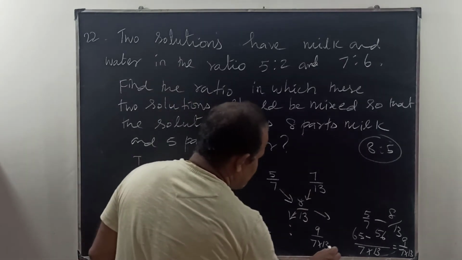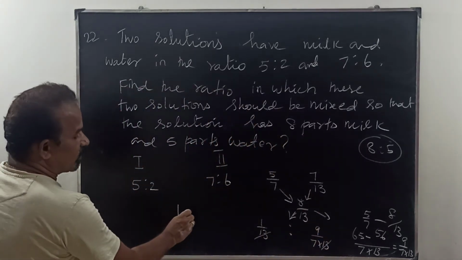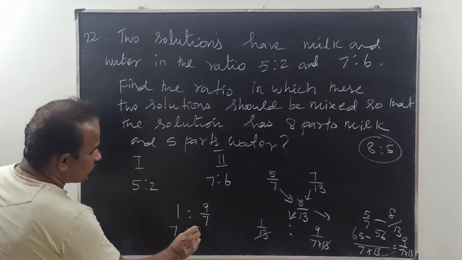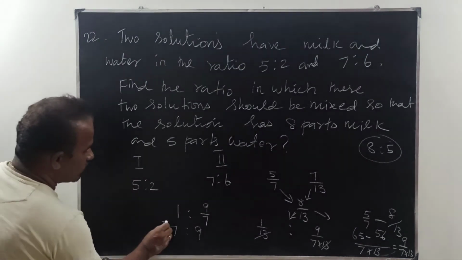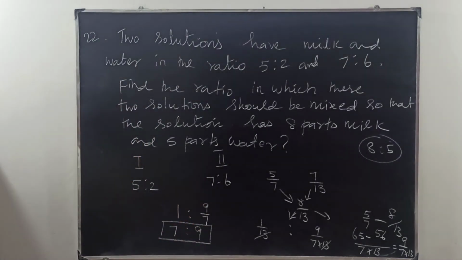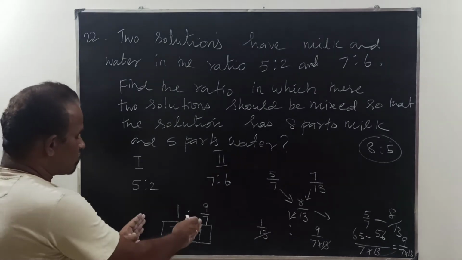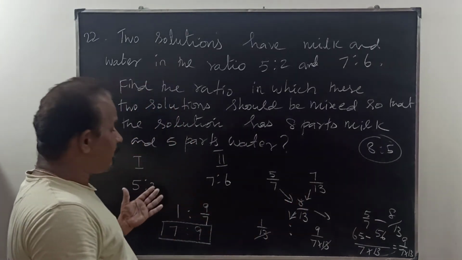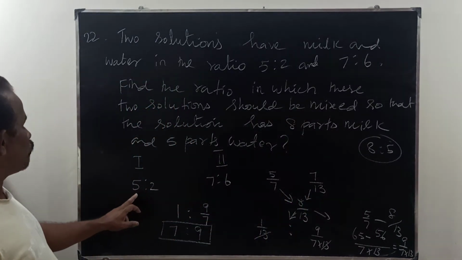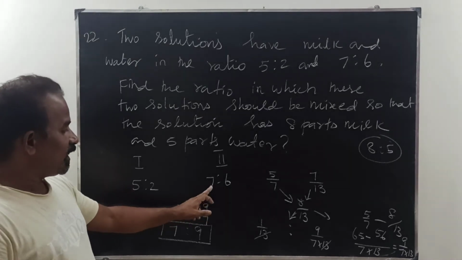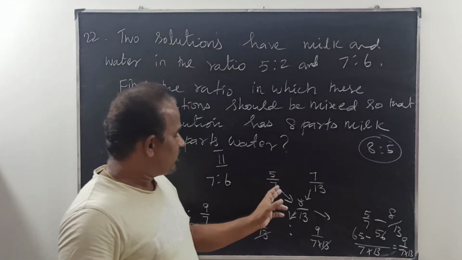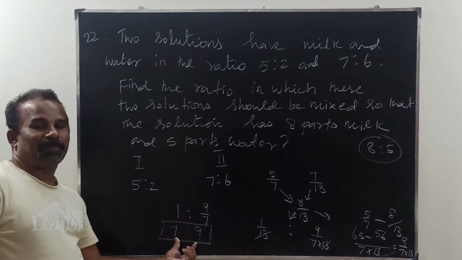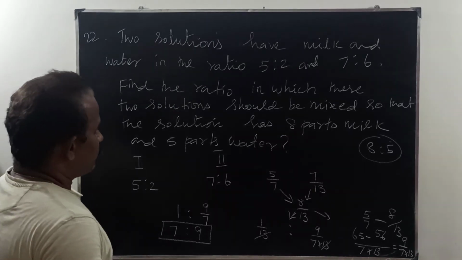So therefore 13 and 13 will be cancelled. Ultimately we are getting 1 is to 9 by 7. We have to multiply by 7 throughout, so this is nothing but 7 is to 9. So this is the required answer. Instead of taking the milk, you can take water also. Water in the sense 2 by 7, 6 by 13. A similar procedure, you will be getting the same answer, 7 is to 9. So the answer is 7 is to 9.